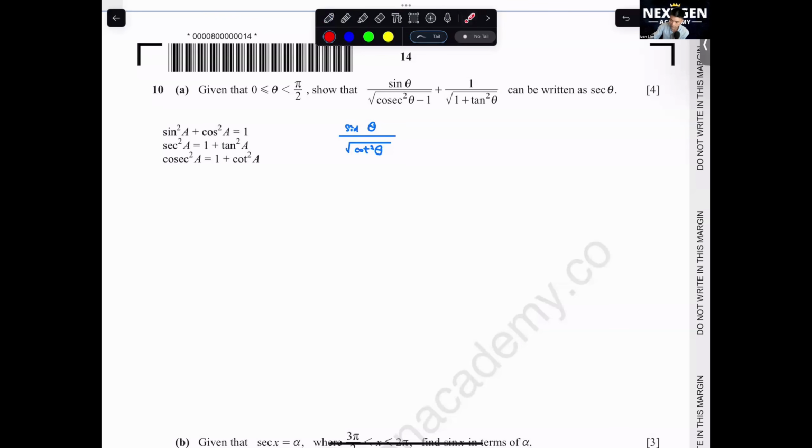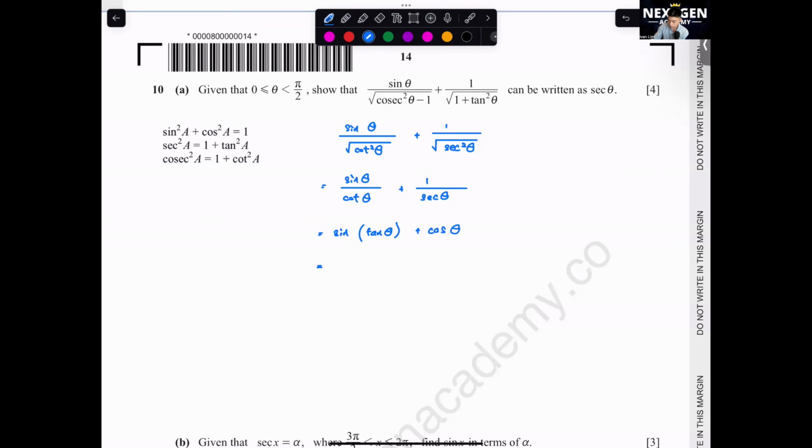What's 1 plus tangent square theta? We can use this one, secant square theta. This is a good first step. So secant square theta, and we can remove the square. So now it'll be sine theta over cot theta plus 1 over secant theta. What's the next thing that we can write here? We can write sine theta, maybe you can write as 1 over cot theta is actually tangent theta. 1 over cot theta is tangent theta. Then 1 over secant theta is cos theta.